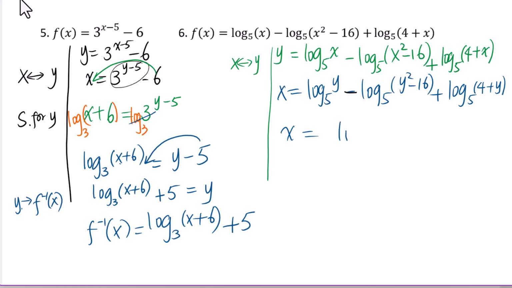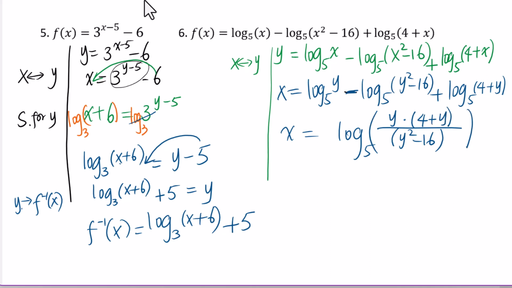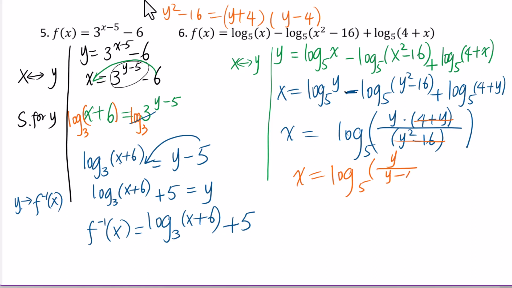X equals log base 5 of. Subtraction means division. Y squared minus 16 go to denominator. Y times 4 plus y go to the numerator. Reduce. Because y squared minus 16 equals y plus 4 times y minus 4. X equals log base 5 of y over y minus 4.